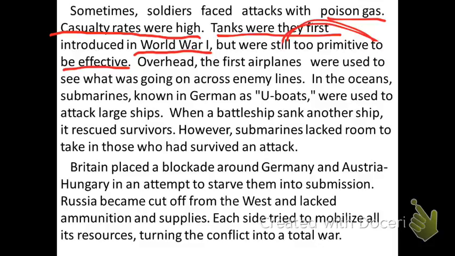They were only about 11 years old when the war first began. And at first, airplanes were used mostly for reconnaissance, to spy upon the enemy, see what they were doing. But soon they took up weapons, bombs that they would drop, or then machine guns, and they became quite a deadly weapon. So the first airplanes were used to see what was going on across enemy lines. That's the reconnaissance. And then they were used for offensive weapons.